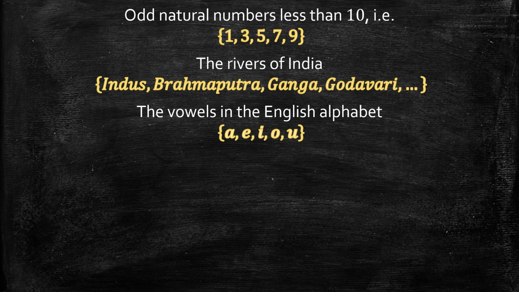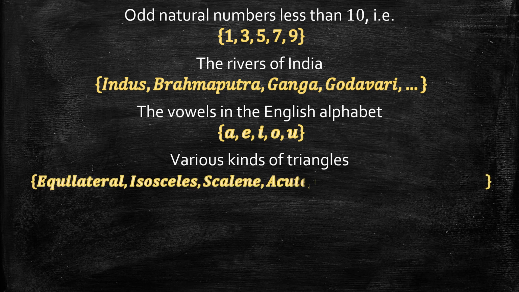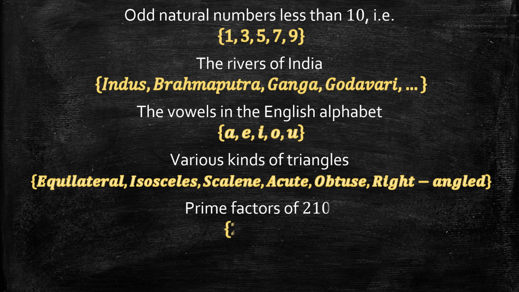And I can also give you the example of various kinds of triangles. You know the kinds of triangles, like equilateral, isosceles, scalene, acute, obtuse, right angle triangle, correct? And also you can take the example of prime numbers, right? Prime numbers means a number which has only two factors, like 2, 3, 5, 7, and here I am considering the prime factors of 210. So 210 has four prime factors: 2, 3, 5 and 7.